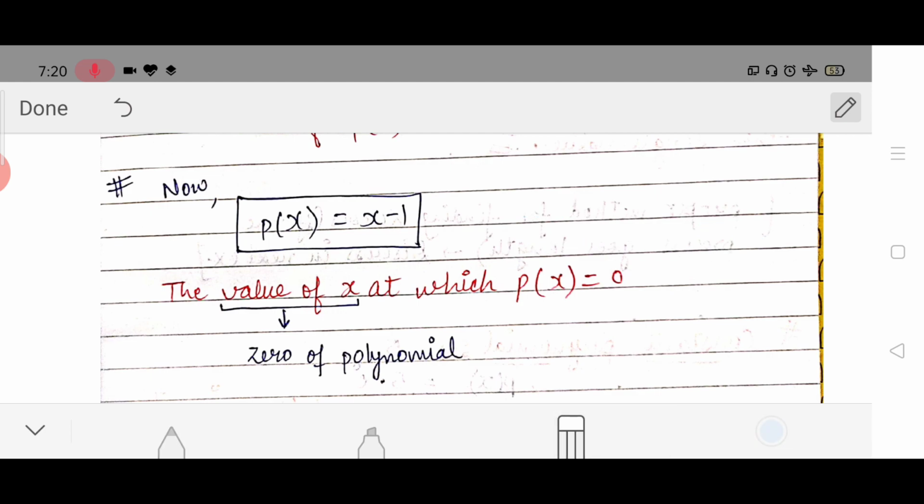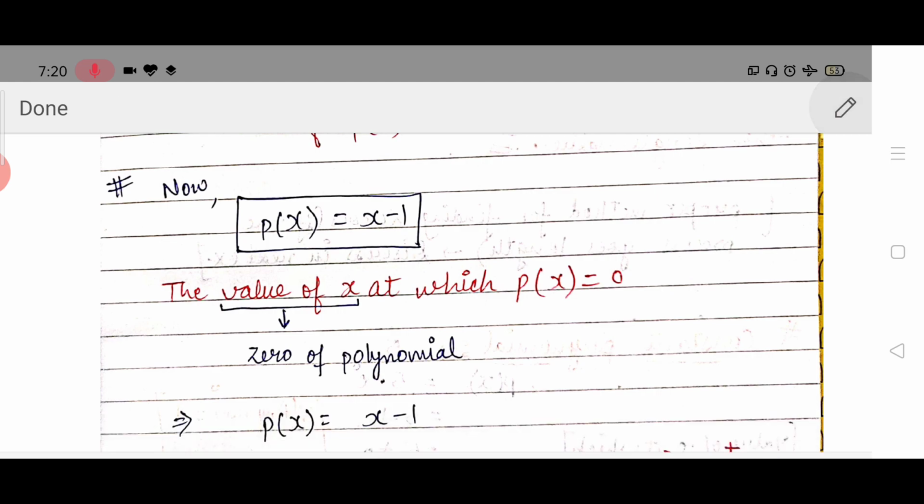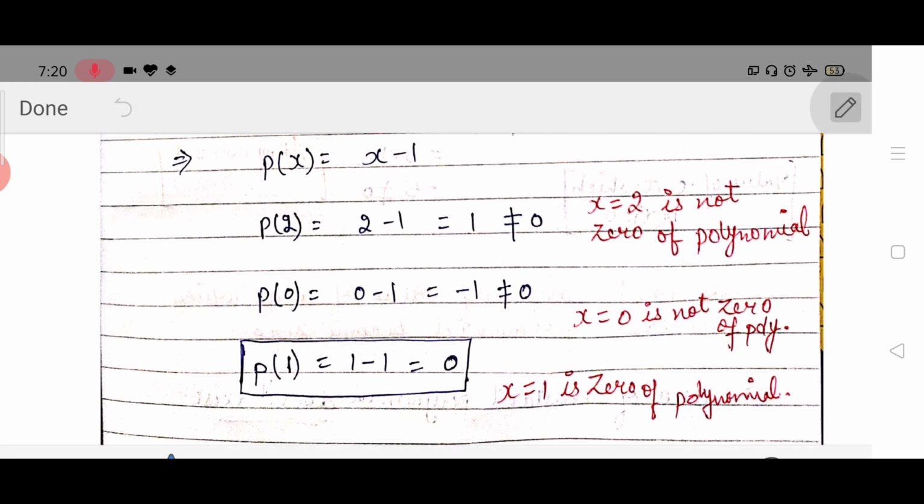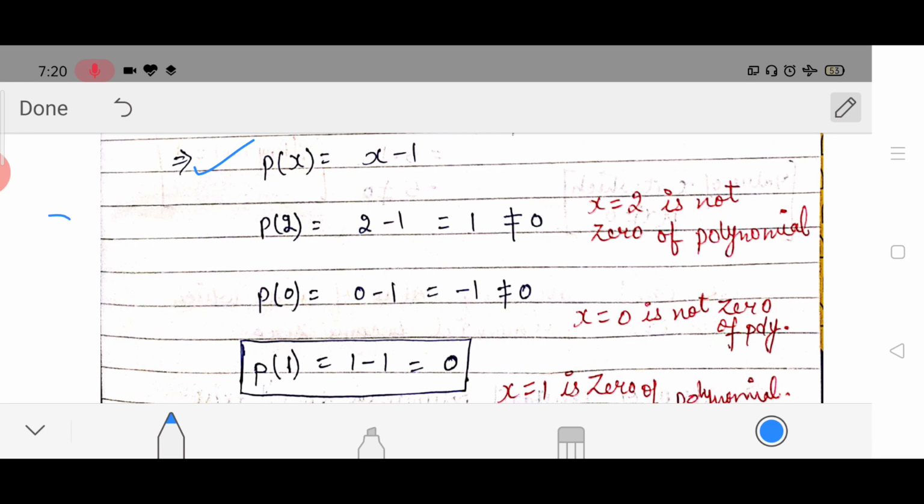सो लेट अस सी वैल्यू ऑफ x एट विच p(x) इज इक्वल टू 0. सो सी हेयर वी आर गिवन अ पॉलिनोमियल दिस, हमें ये पॉलिनोमियल दिया हुआ है. If I say you have to find the zero of this polynomial, then what you have to do, you just have to put the value of x and you have to find the result is 0 or not. So I have first put here p(x) is equal to 0, x is equal to 2. So x is equal to 2 मतलब यहाँ पे 2 minus 1, इसकी वैल्यू कितनी आई 1, which is not equal to 0. So we can say x is equals to 2 is not the zero of the polynomial.